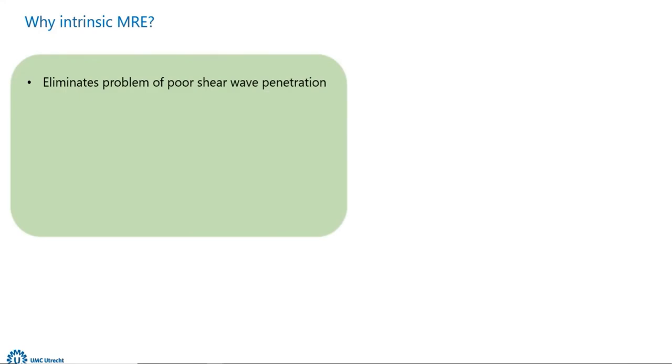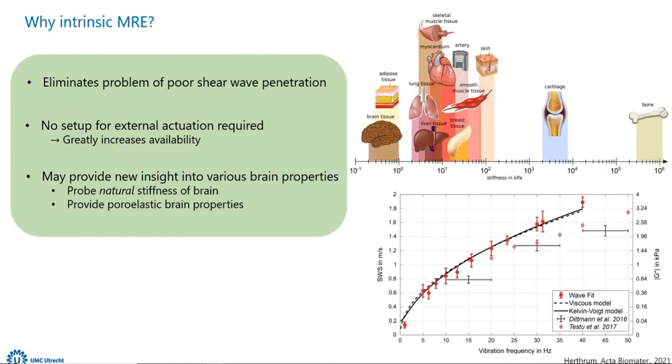And why are we interested in this? So there's a few advantages. The first one is that we eliminate the problem of poor shear wave penetration through the skull. As you can imagine, the skull is more or less designed to stop any sort of extrinsic forces. And this is a problem we completely circumvent with this technique. Secondly, there's no need anymore for this cumbersome external actuation, which greatly increases the availability of the method. And then the third point is that we may provide some new insight into various brain properties.